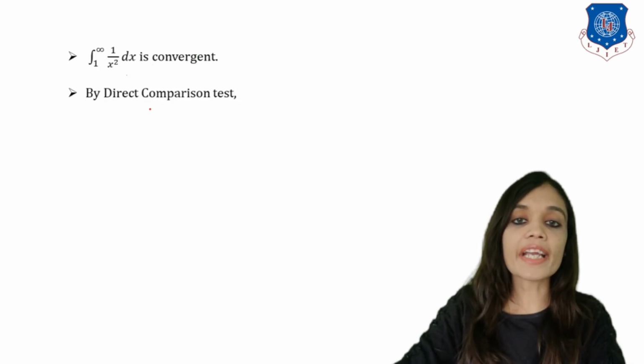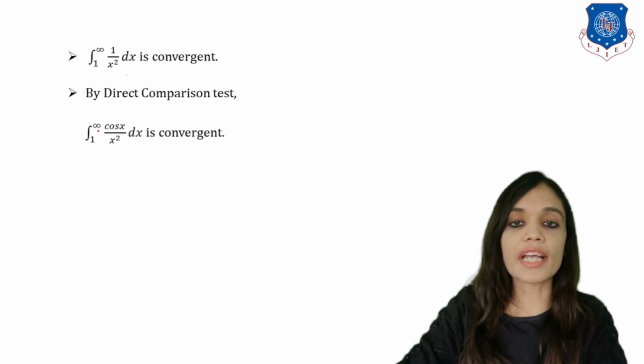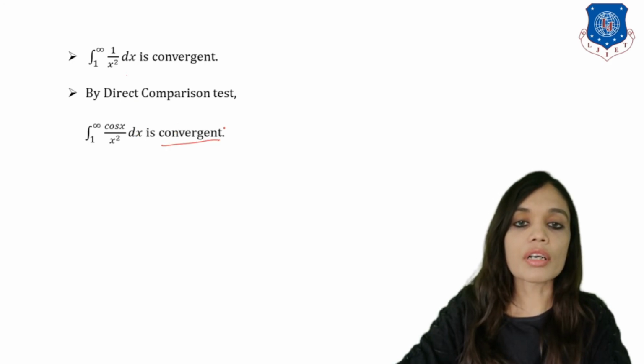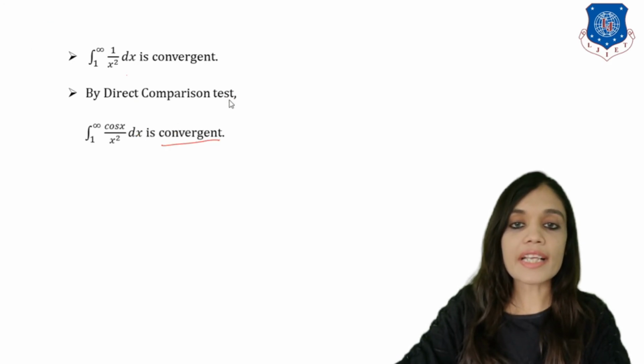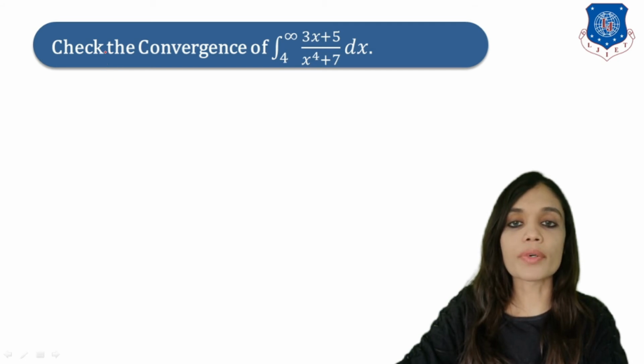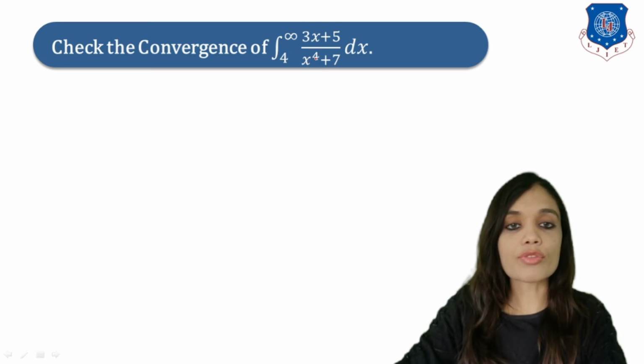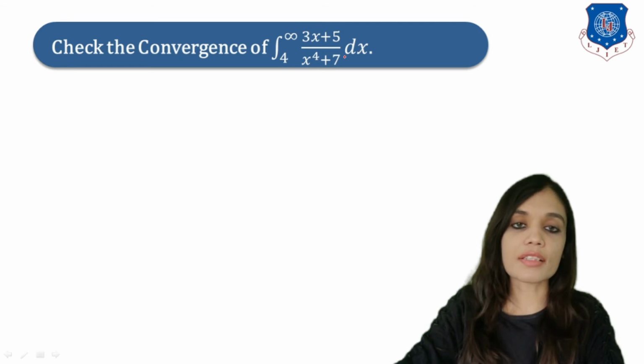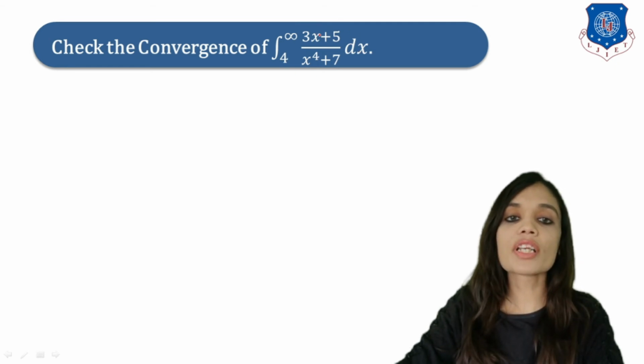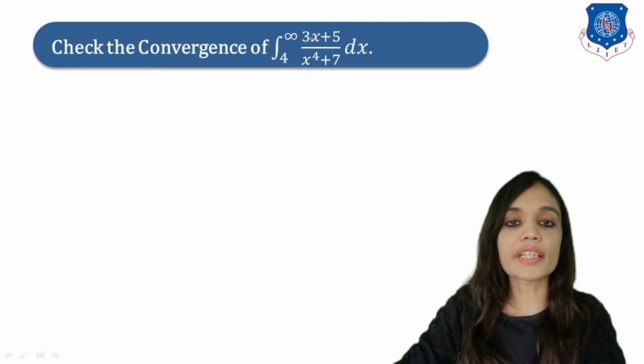So now by direct comparison test, we can say that our integration 1 to infinity cos x upon x square dx is also convergent. Okay. Next, let us study one more example. So we have to check the convergence of integration 4 to infinity 3x plus 5 upon x raised to 4 plus 7 dx. Okay. So in this we will apply our limit comparison test.